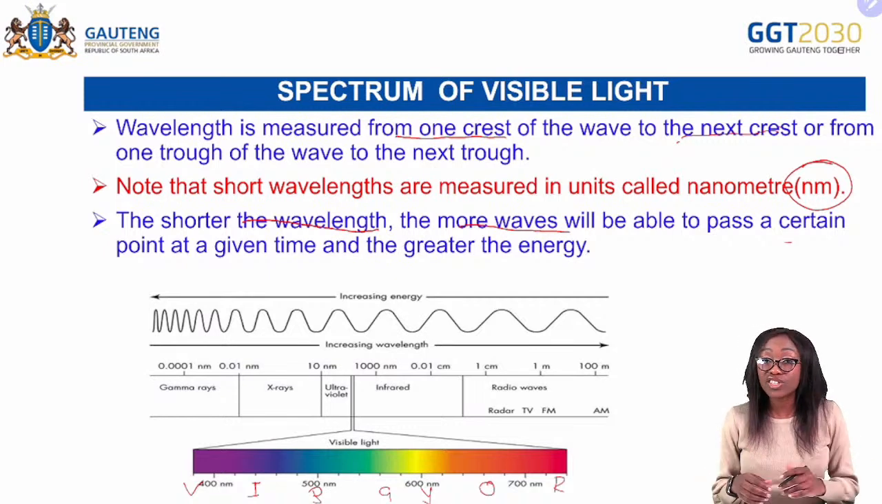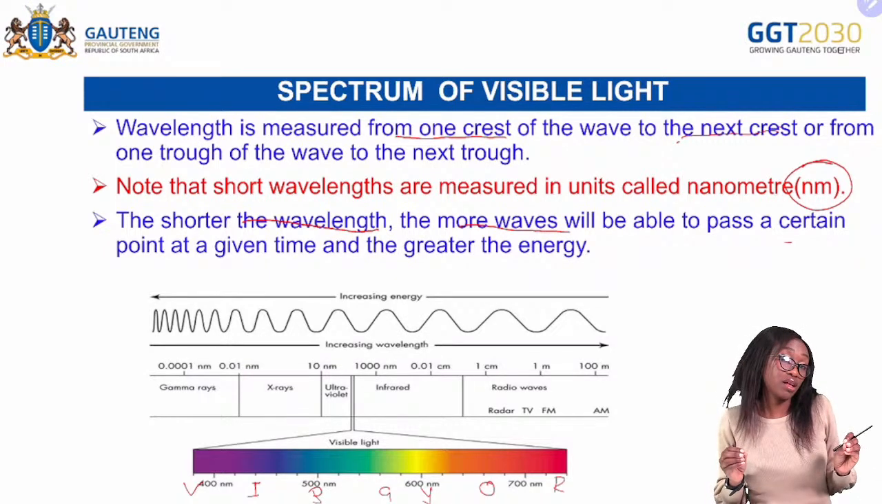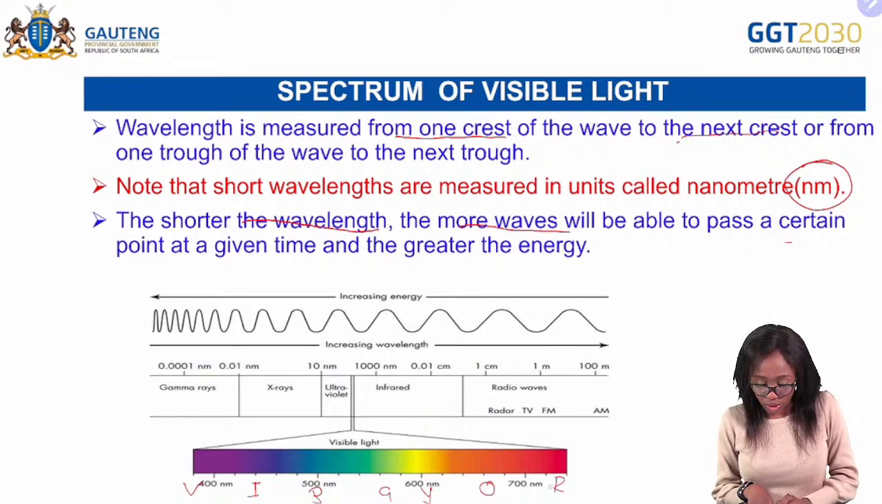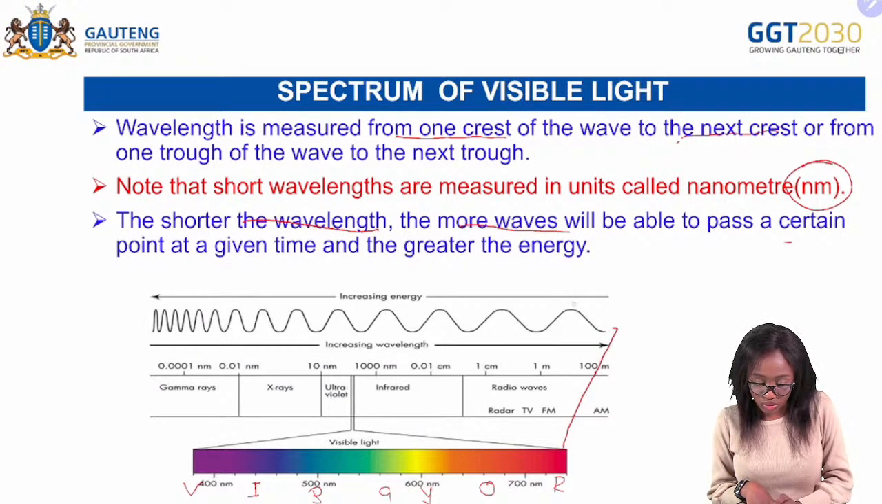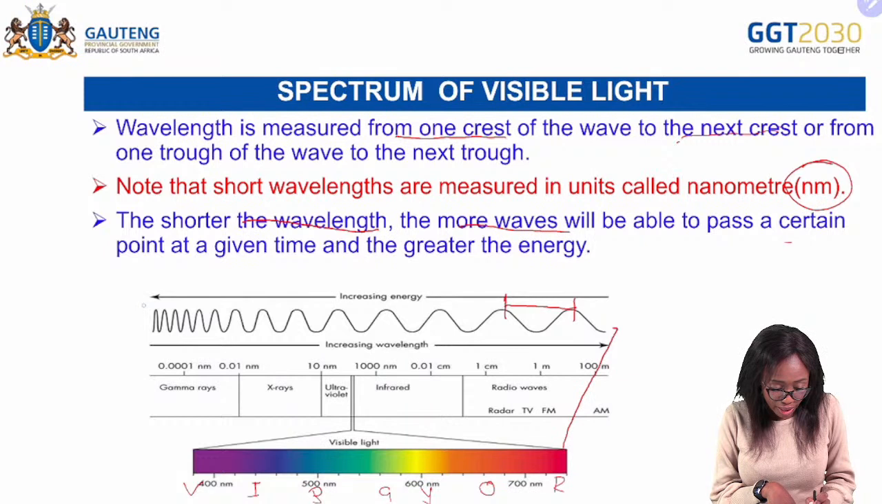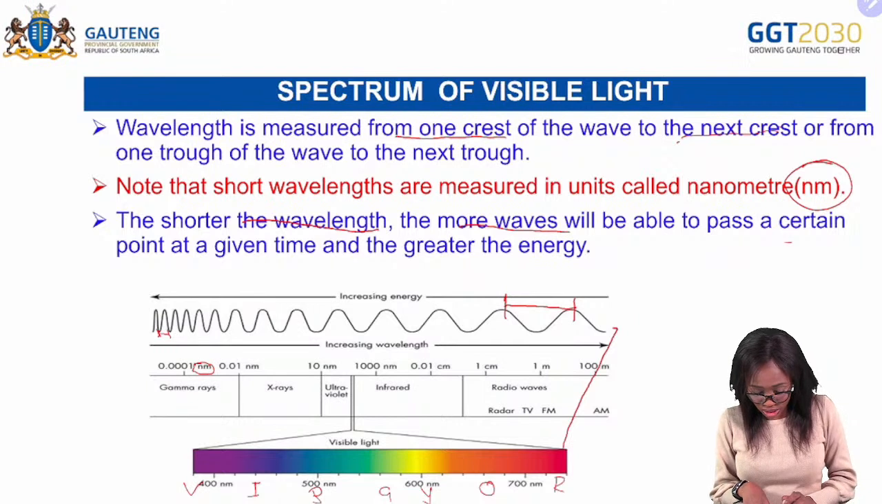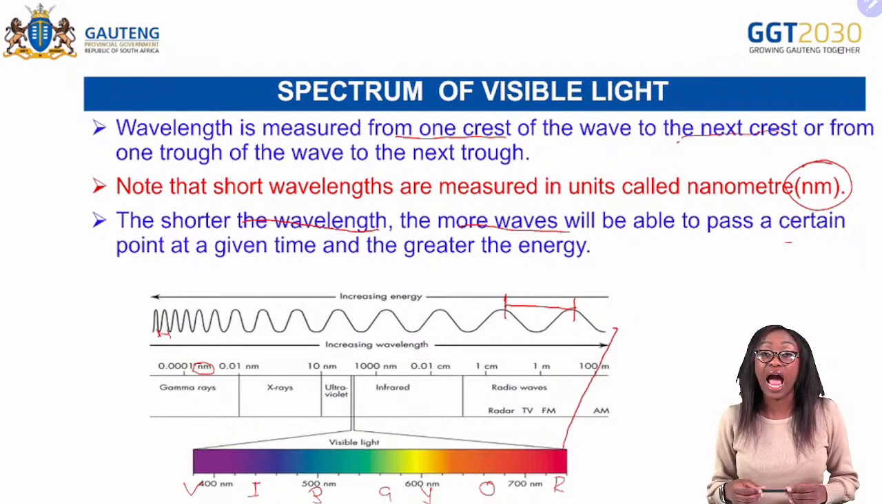Now we said each color has its own characteristic wave. Red is over here, which means red's waves have a longer wavelength. Whereas if we look at violet, from this trough to this trough, you see the wavelength is much shorter and is measured in nanometers, which is 0.0001 nanometers. Whereas with red, it is 100 meters.